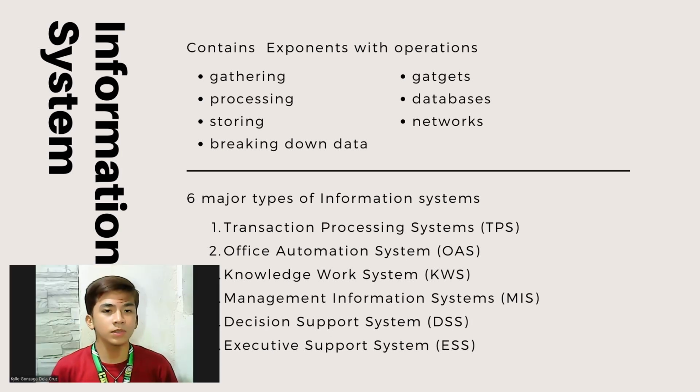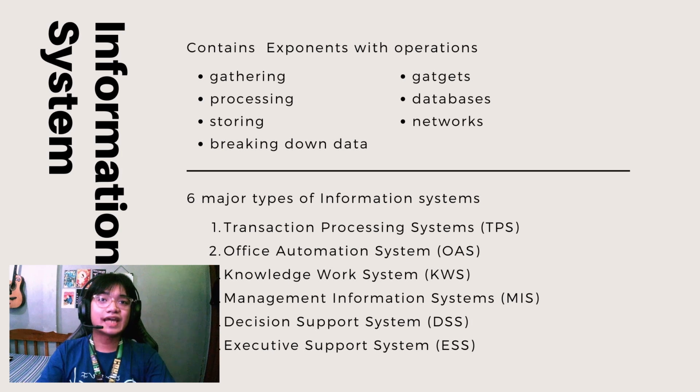The third information system is the KWS, or Knowledge Work System. This kind of system supports knowledge creation and ensures that all things are applied. The fourth information system is the MIS, or the Management Information Systems. This system is considered a valuable tool because it supports supervisors in making decisions and ensuring that their work is still aligned with the organization's needs.